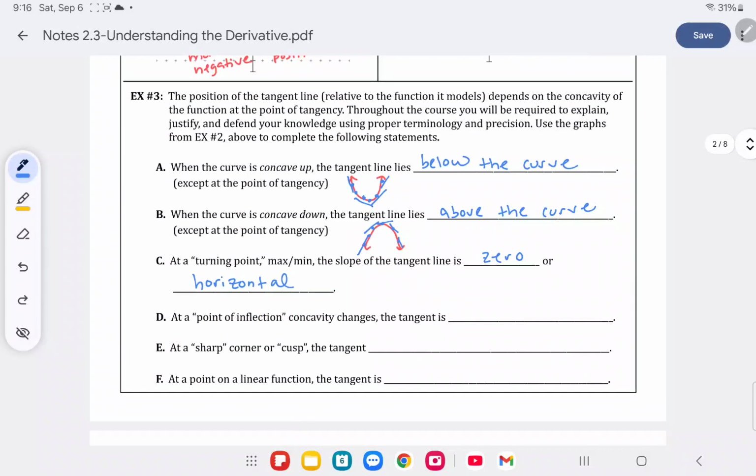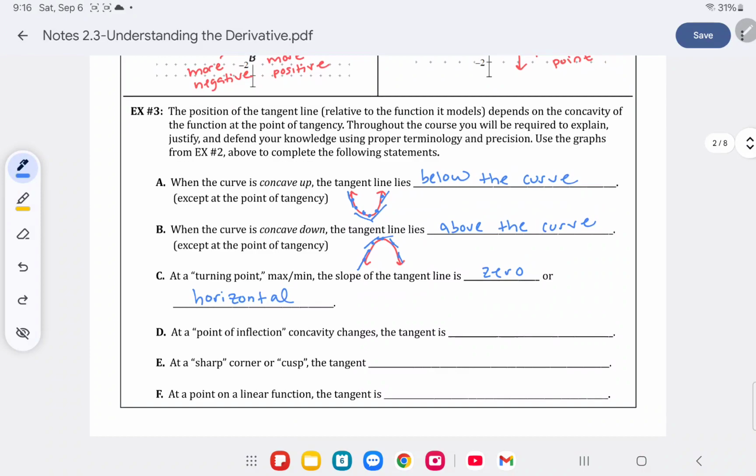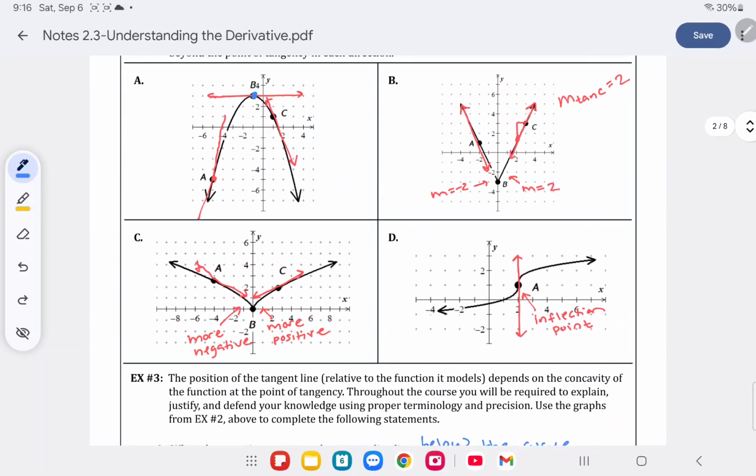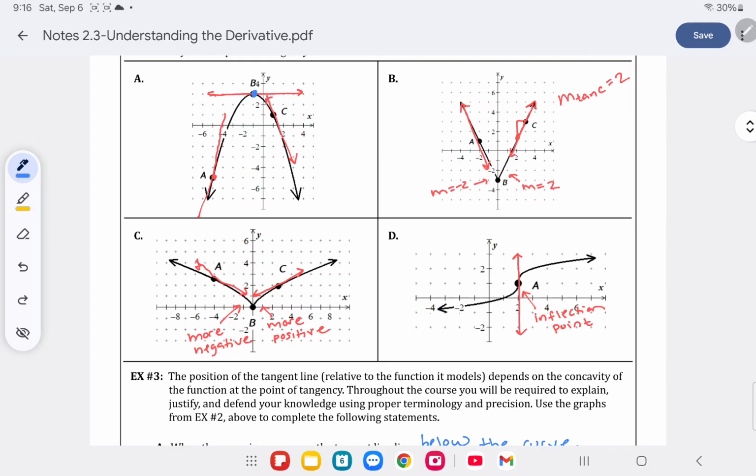At a point of inflection, that's where the concavity changes. The tangent line is vertical. And at a sharp corner or cusp, the tangent line does not exist. There is no tangent. So that's like box B and box C. Box B is called a sharp corner. The slope changed very abruptly from -2 to +2. That's a corner. And in C, that's called a cusp.